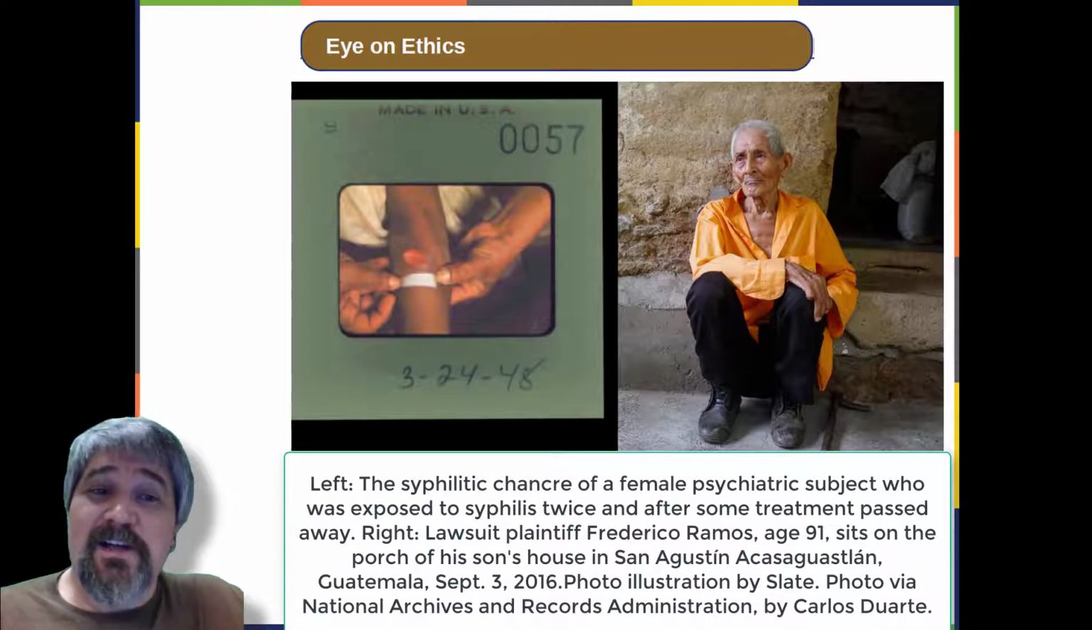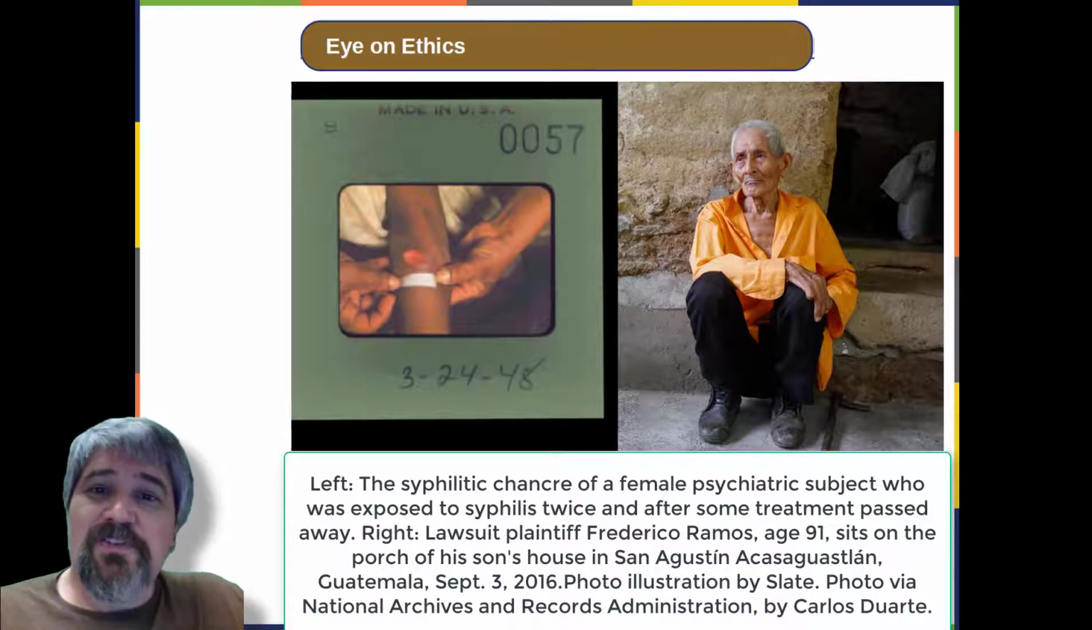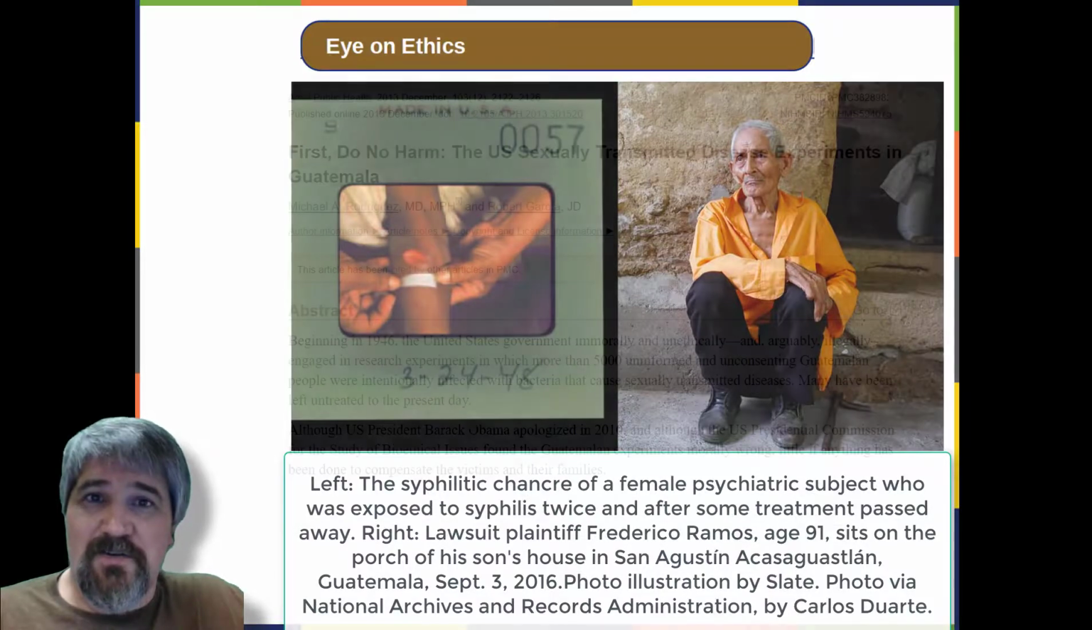Subjects of the study included Guatemalan soldiers, prisoners, prostitutes, and psychiatric patients, none of whom were informed that they were taking part in the study. Researchers exposed subjects to STDs by various methods, from facilitating intercourse with infected prostitutes to inoculating subjects with the bacteria known to cause the disease. This latter method involved making a small wound on the subject's genitals or elsewhere on the body, and then putting the bacteria directly into the wound.